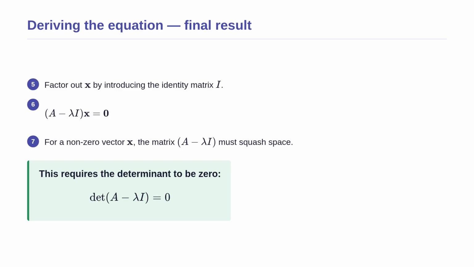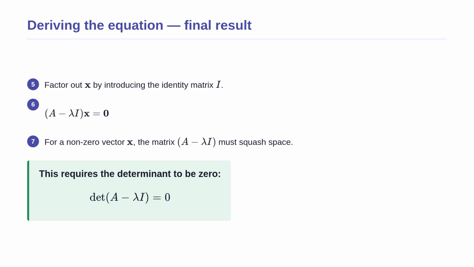Continuing our derivation, we want to factor out the vector x. But we cannot simply subtract a number lambda from a matrix A. We must multiply lambda by the identity matrix I, which acts like the number 1 for matrices. Now we have a new matrix A minus lambda I multiplying our vector to give 0.